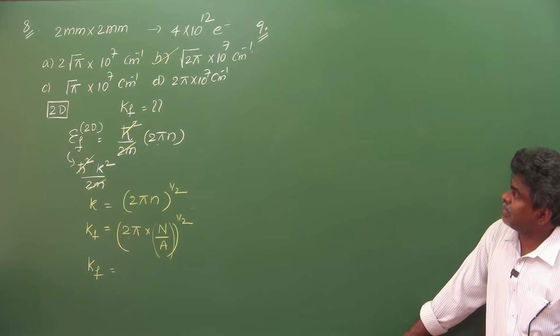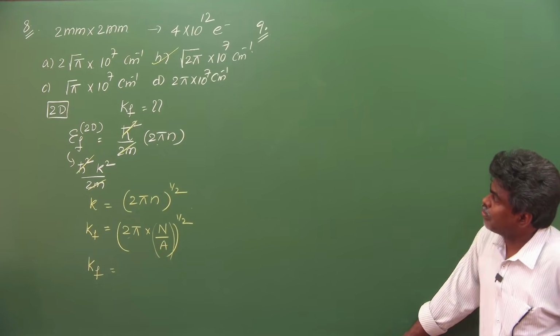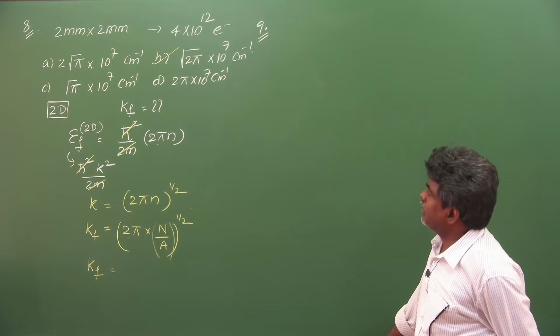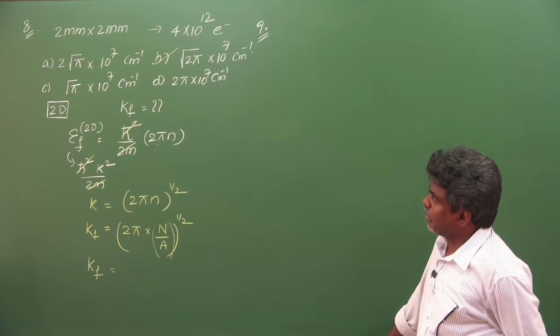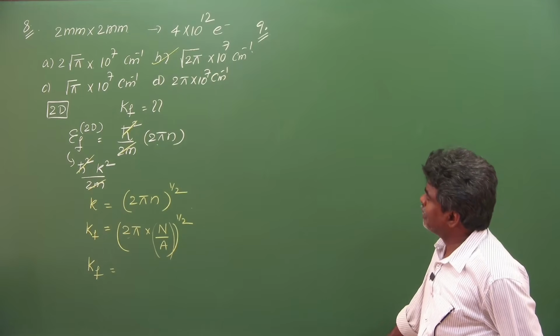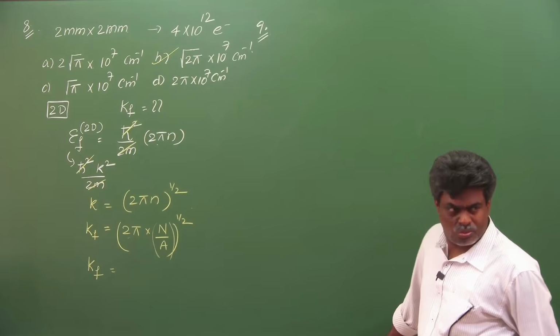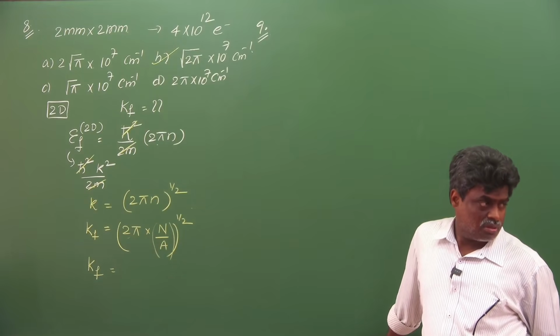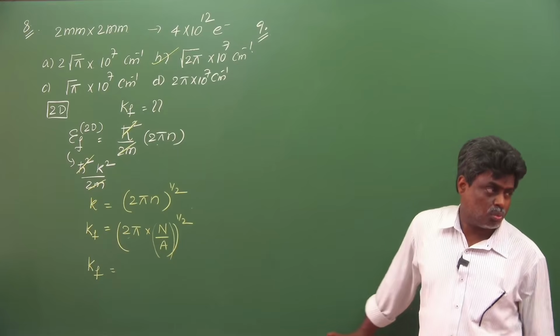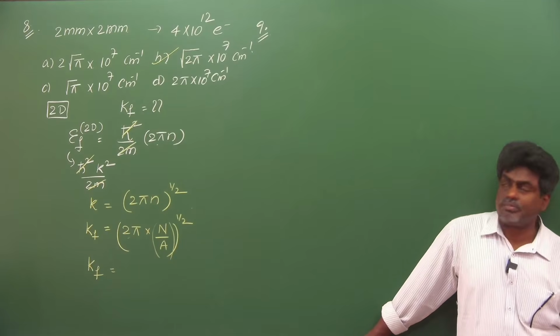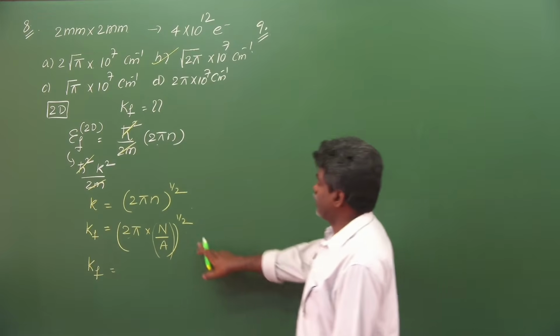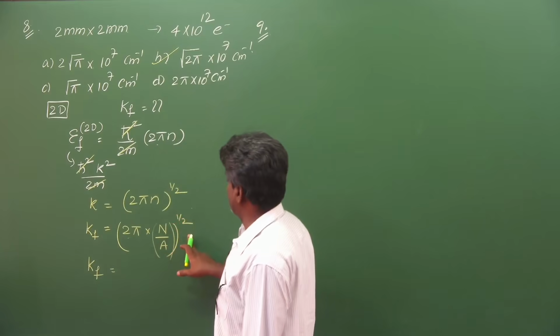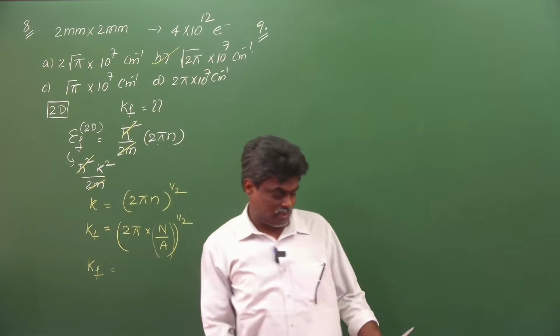That is 10 to the power of 12. 4 gets cancelled. 10 to the power of 12 by 1 millimeter into millimeter, 10 to the power of minus 2 5. 10 to the power of 14, whole power 1 by 2. Finally, it will be 10 to the power of 7.